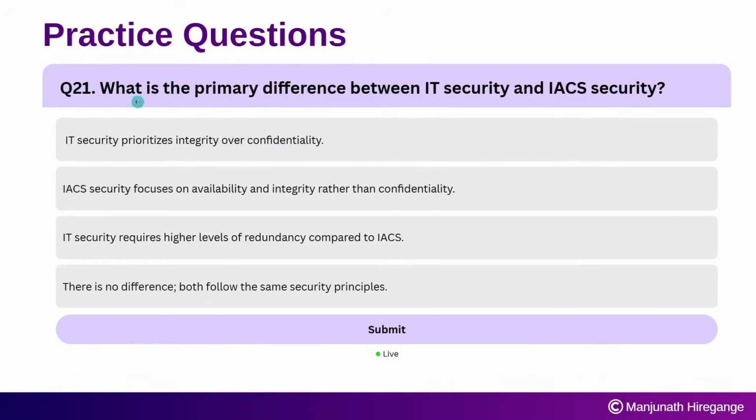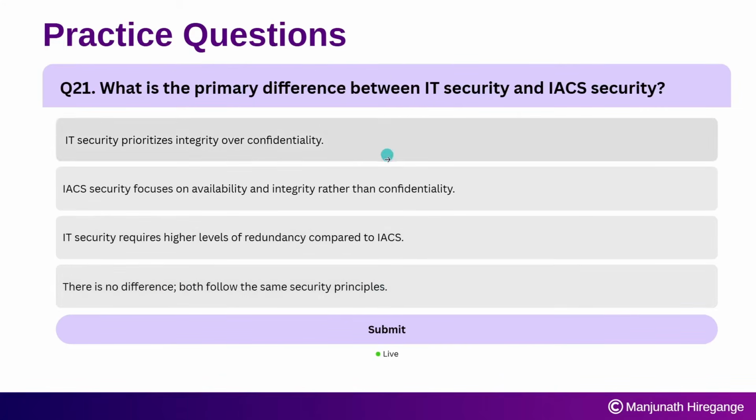Question number 21. What is the primary difference between IT security and IACS security? IT security prioritizes integrity over confidentiality. IACS security focuses on availability and integrity rather than confidentiality. IT security requires higher levels of redundancy compared to IACS. There is no difference, both follow the same security principles.